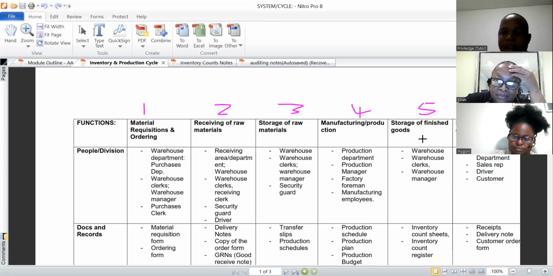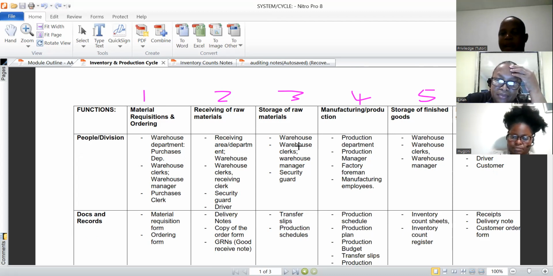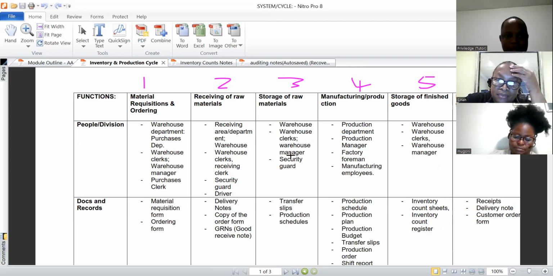The next one is manufacturing and production. So what exactly transpires during production? Who are the people involved? You definitely see a production department, which is usually headed by a production manager, and sometimes a factory foreman. It depends on the structure that they have in place in that organization. Then you also see the manufacturing employees being part of that group.